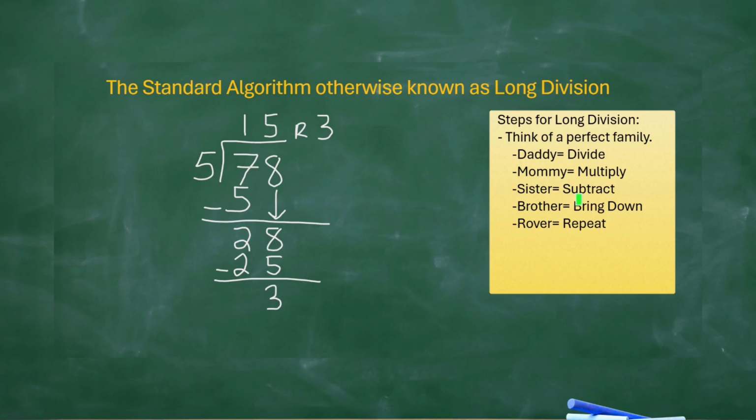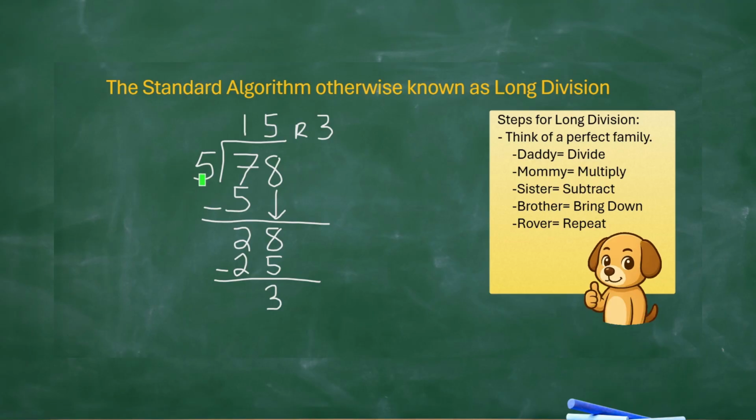So first things first, I want to draw your attention over to this post-it note over here. The way I teach my students to memorize the steps of long division is to think of your picture-perfect Brady Bunch family. You have daddy, mommy, sister, brother, and Rover, who is the family dog. Each one stands for a step in the division process. So step 1 would be to divide, step 2 would be to multiply, step 3 would be to subtract, step 4 would be to bring down, and step 5 would be to repeat that whole process. So let's see how that looks in action.